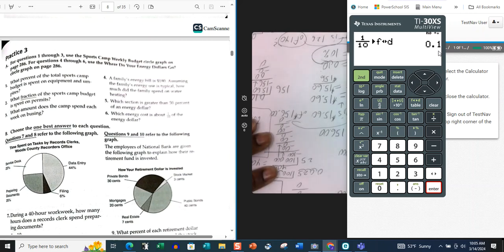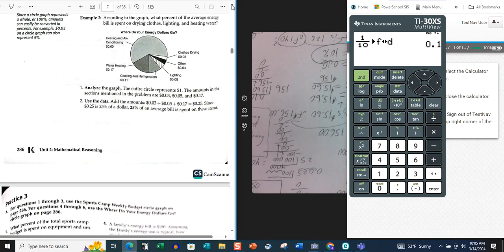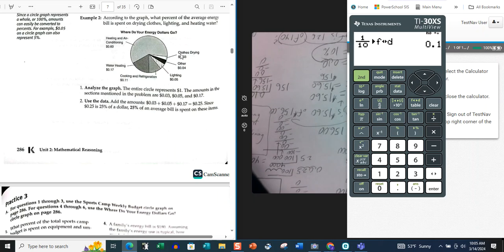So with number 6, we know this is 0.10. And we know according to our table here that whatever decimal we get, that is the actual dollar amount or change amount that we see here. So they said which one of these is about 1/10. So if we look here, the closest one to 1/10 is 0.11. So number 6 is cooking and refrigeration.